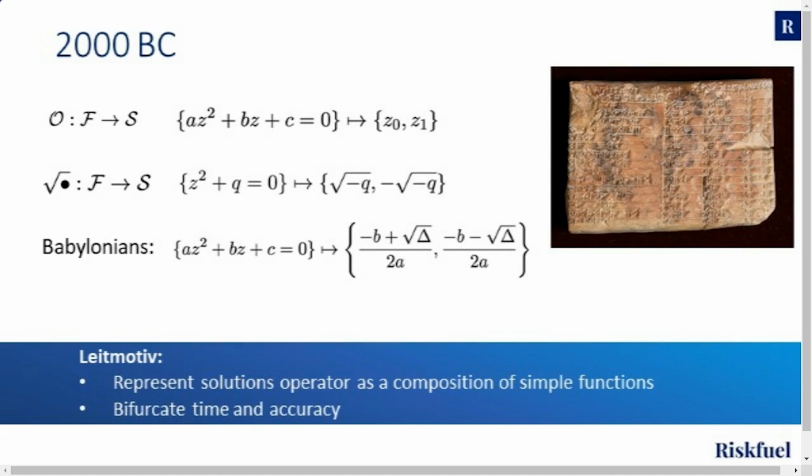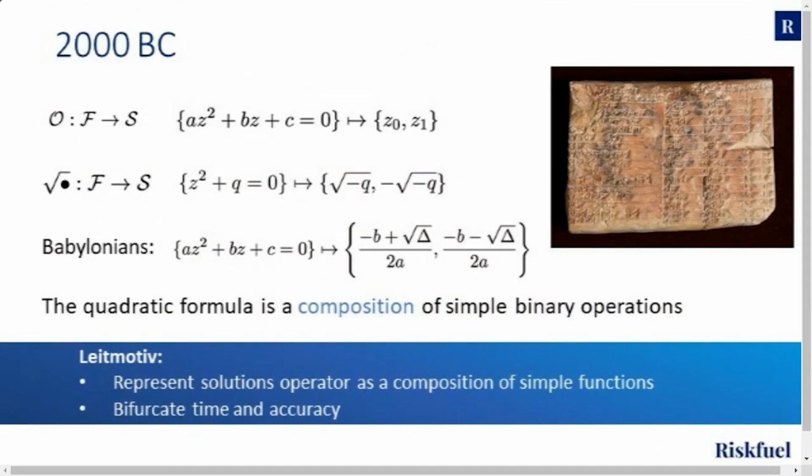And so here you have this stone table where you'd be recording in advance some known square roots, so that when you needed to solve a full quadratic, you could just look up the square root on the fly, and the rest is simple addition and division. And so they were the first to perhaps bifurcate time and accuracy by spending some time up front to compute some square roots to a very high precision, and then just plug it into this quick formula over here. So the leitmotif is represent your solutions operator as a composition of simple functions, and that allows you to bifurcate time and accuracy.